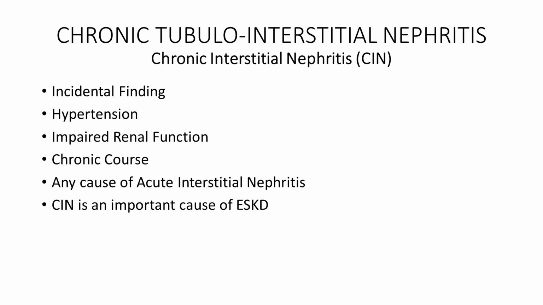Chronic tubular interstitial nephritis is an incidental finding, especially in patients who come to you with kidney failure, bilaterally small shrunken kidneys, hypertension, impaired kidney function, and a chronic cause. Any cause of acute interstitial nephritis, if not properly managed, can lead to chronic interstitial nephritis, and chronic interstitial nephritis is an important cause of end-stage kidney disease.